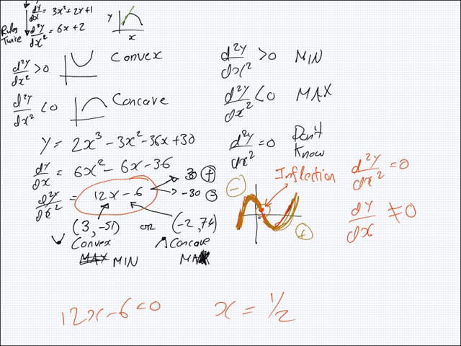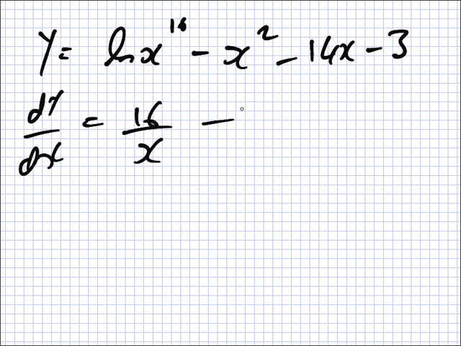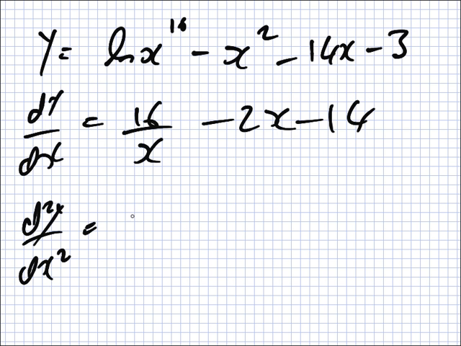Right. Let us do the log example, and let us find out if the points are max or min. So, can someone give me the log example we had earlier? The last log example we did. Y equals log x, 16, minus 3. Now, we got the dy dx earlier. It was 16 over x minus 2x minus 14. And if we get the derivative again, this will be minus 16 over x squared by using the fact it's x power minus 1. And this one here is, what's next?